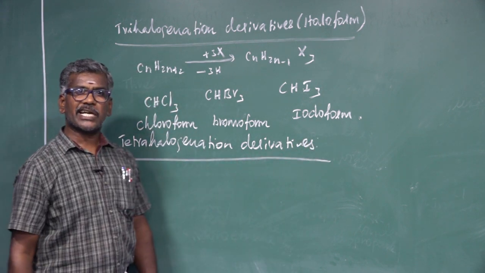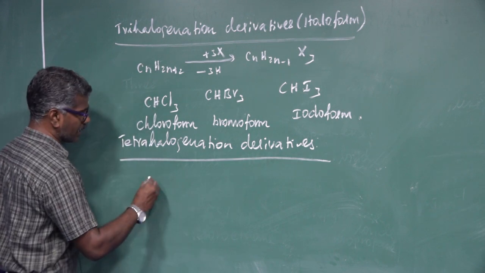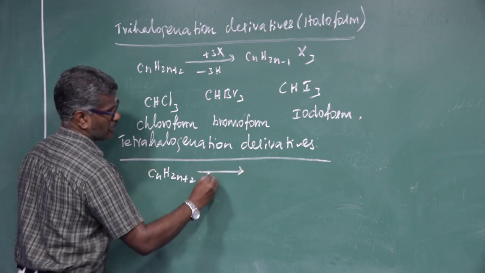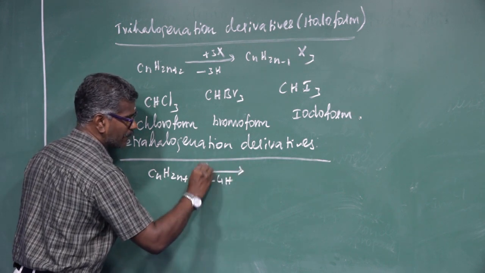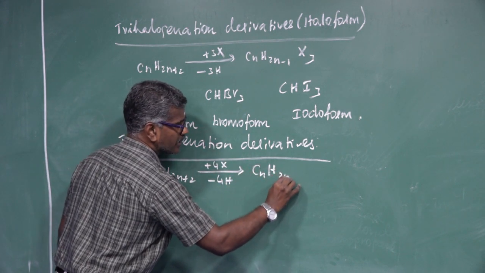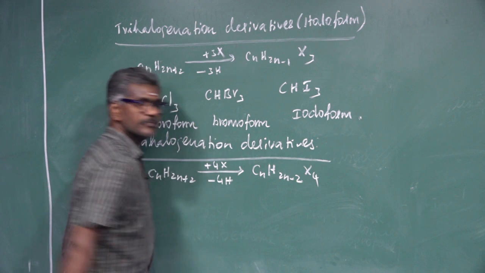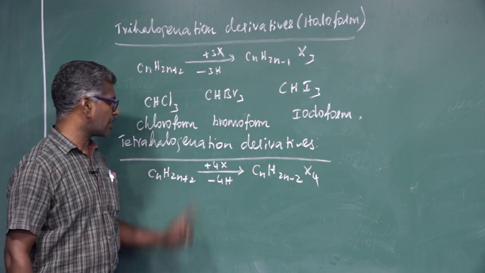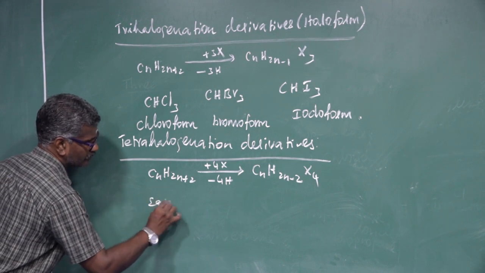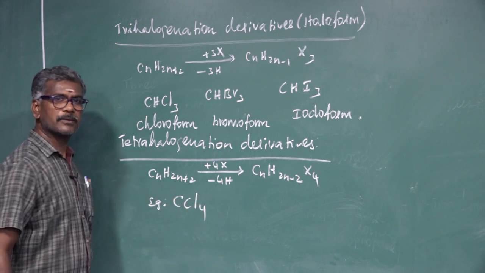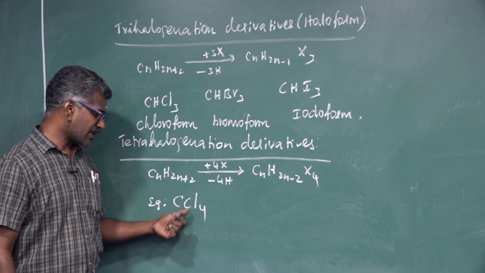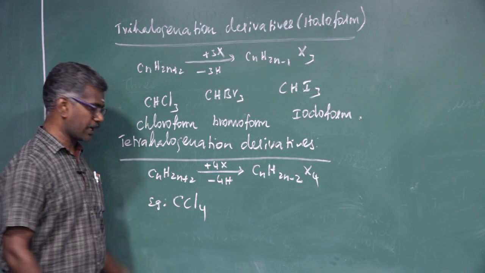What is the definition for tetrahalogen derivatives? In alkane, 4 hydrogen atoms can be replaced by 4 halogens, CnH2n-2X4. This one is an example for tetrahalogen derivatives. For example, CCl4. CCl4 is a non-polar solvent for organic compounds. So what's the name? Carbon tetrachloride.